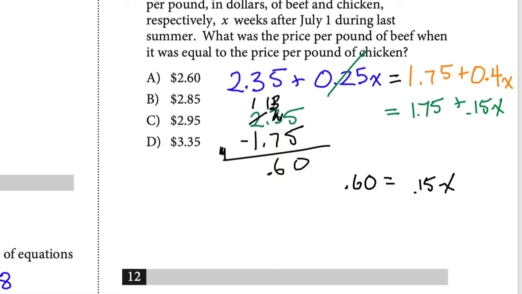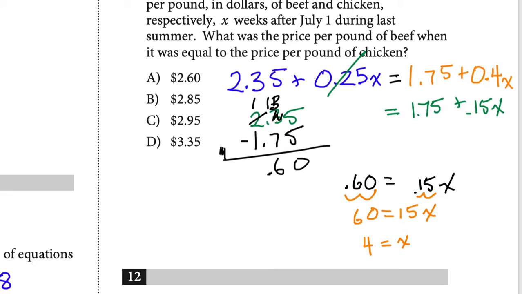You're allowed, as long as you move decimal places 1, 2 on this side, you can move them 1, 2 on this side. So now I have the equation 60 is equal to 15x. Divide both sides by 15, I get x is equal to 4, which is not the answer.